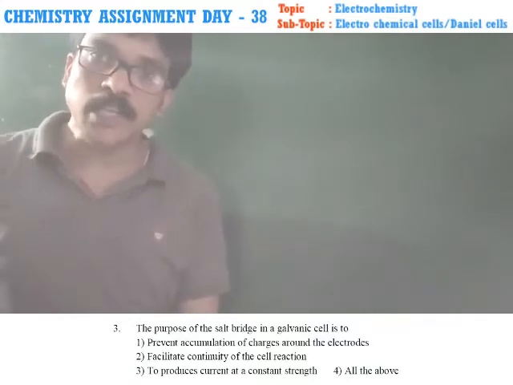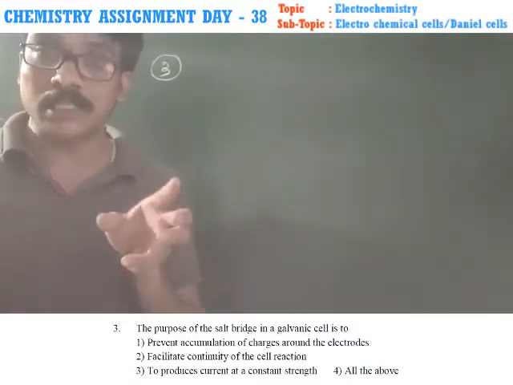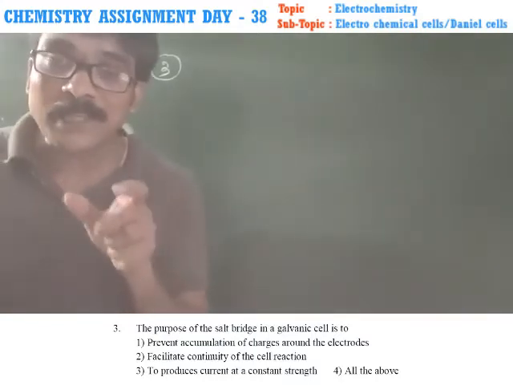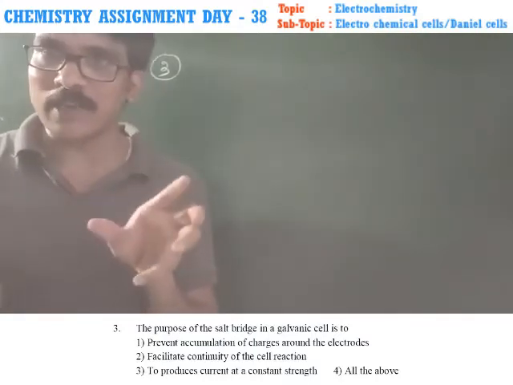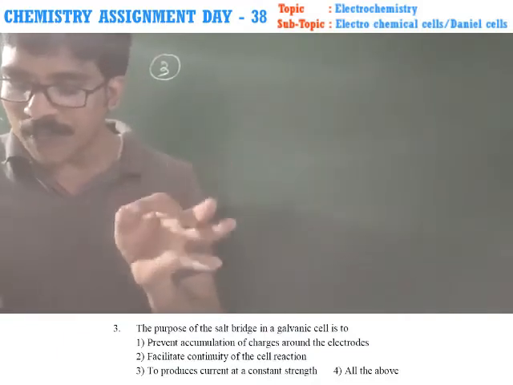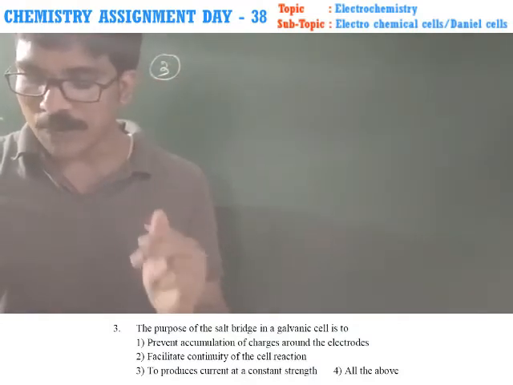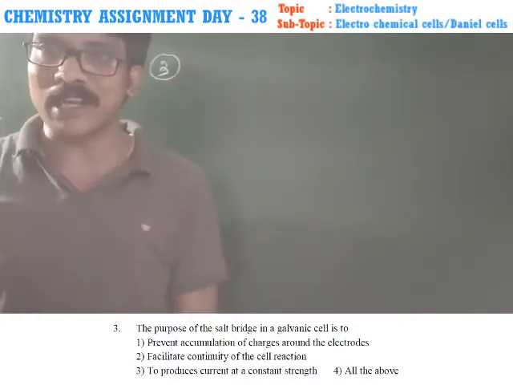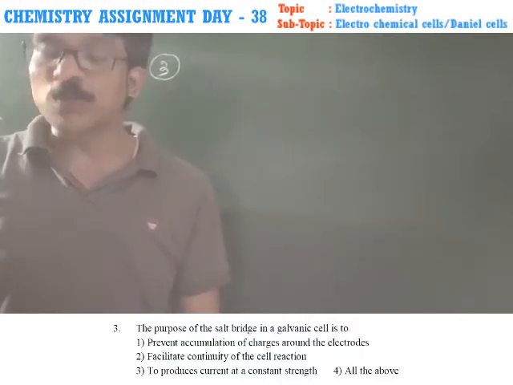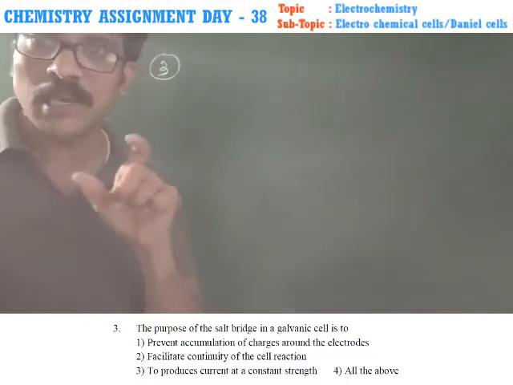Question number 3. The purpose of salt bridge in a galvanic cell is to... What is the purpose of salt bridge in a galvanic cell? It is used to prevent the accumulation of charges around the electrodes and facilitate the continuity of the cell reaction. And next one, to produce a current of constant strength. So all statements are correct.